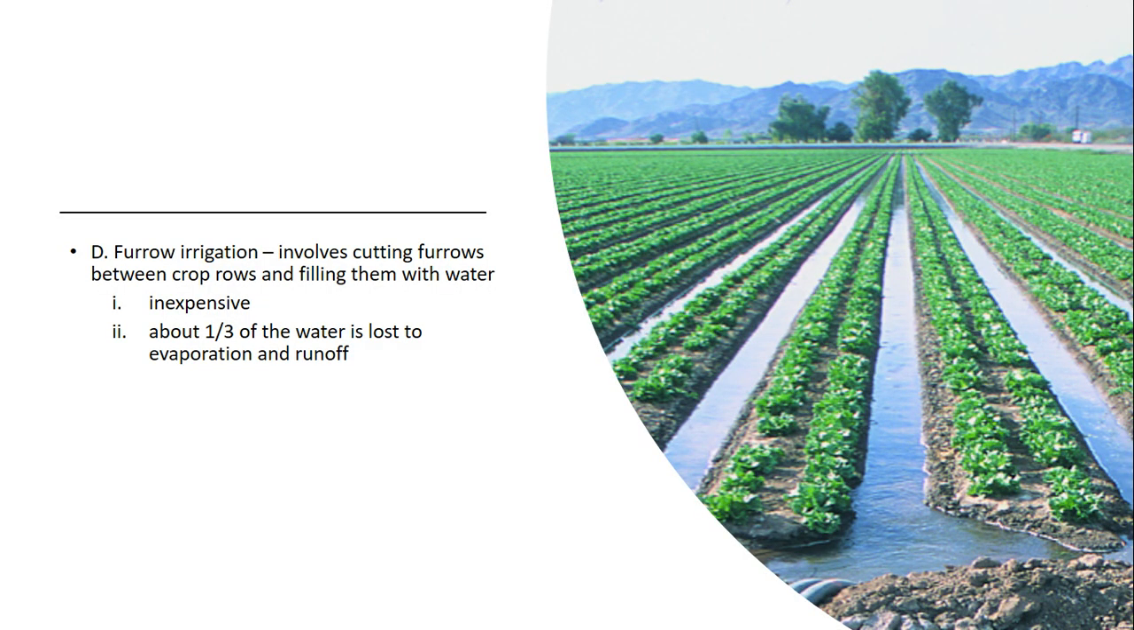The next piece is furrow irrigation. As you can see in the picture here, this is where you dig small trenches in between your target crop rows and you make furrows. You then fill those with water, kind of similar to our flood irrigation. It's a pretty inexpensive process and doesn't really involve much machinery. It doesn't quite lose as much water to evaporation as flood, but we can still see about a third of the water is lost.